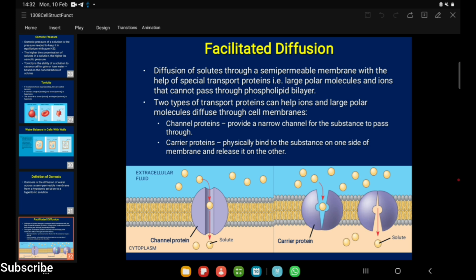Channel proteins provide a narrow channel for the substance to pass through, and the carrier proteins physically bind to the substance on one side of the membrane and release it on the other side.